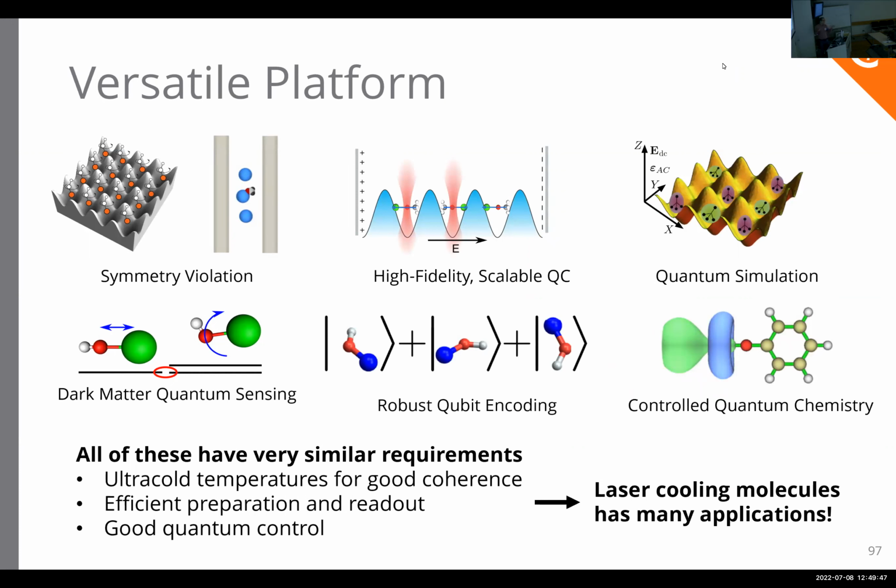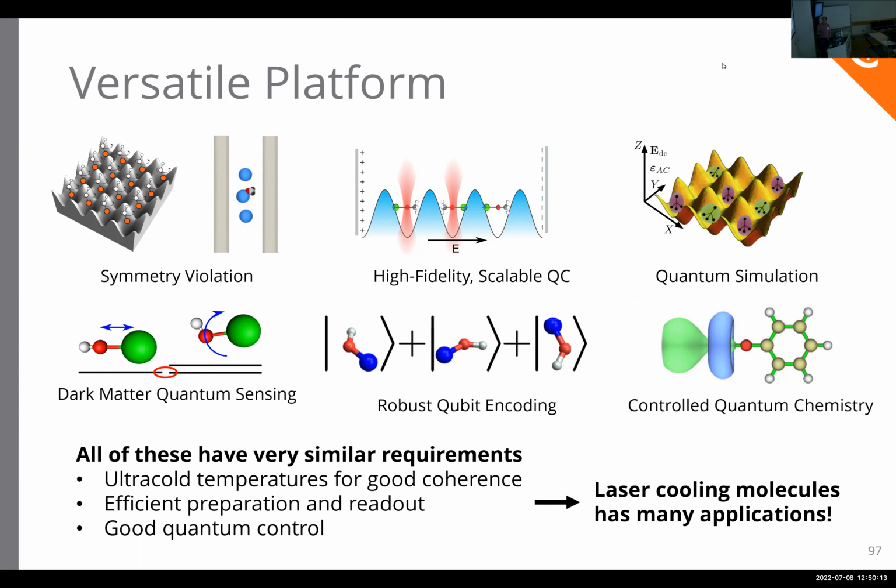Polyatomic molecules actually have a lot of applications outside of symmetry violation, which is what I'm interested in. You saw this figure earlier in Mariana's talk about quantum sensing for dark matter, but there are a lot of cool proposals to do robust qubit encoding, quantum simulation, and scalable quantum computing platforms by making use of some of the unique properties of polyatomic molecules.